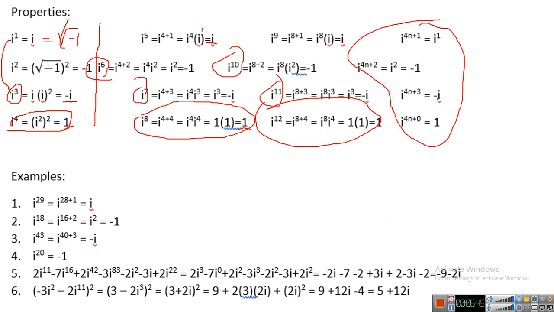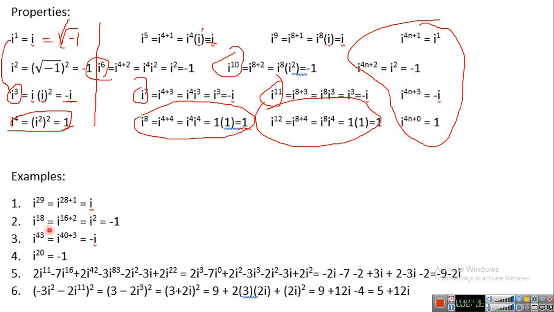So what do we need to know? We need to know the following. i to the power of a multiple of 4 is 1, i to the multiple of 4 plus 1 is i, i to the multiple of 4 plus 2 is minus 1, and i to the multiple of 4 plus 3 is minus i.